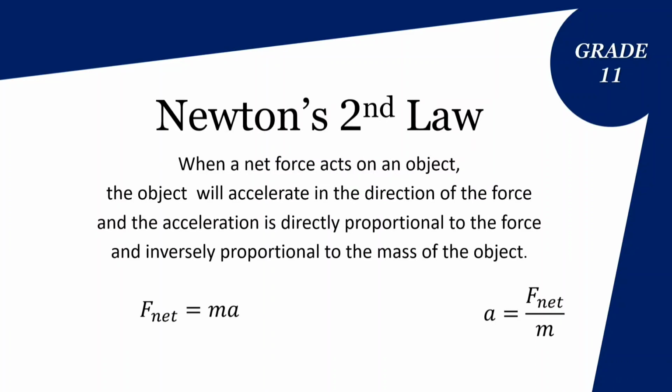This is how we define Newton's second law. When a net force acts on an object, the object will accelerate in the direction of the force, and the acceleration is directly proportional to the force and inversely proportional to the mass of the object. This is how you write your F net equals mass times acceleration formula, but it actually comes from this, and this is your Newton's second law equation.